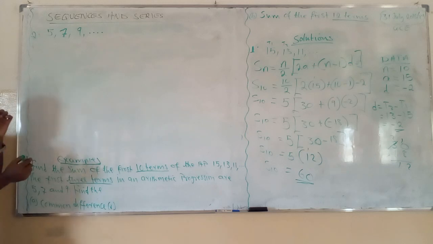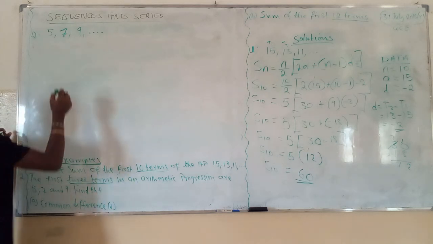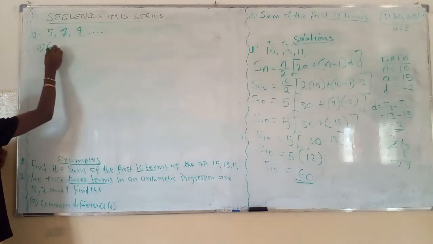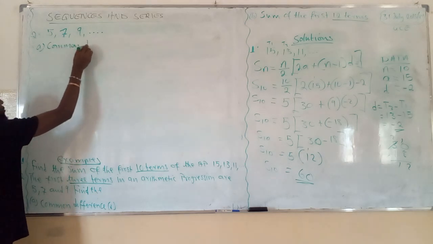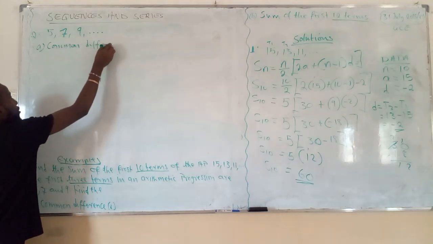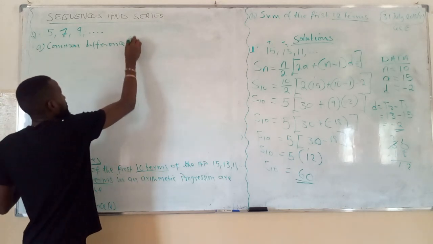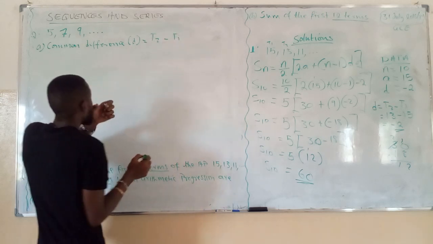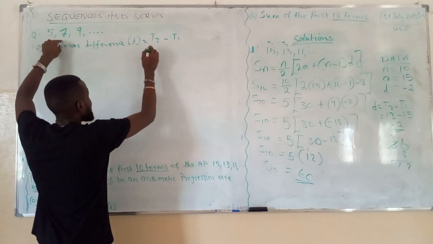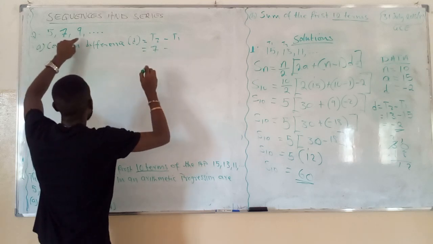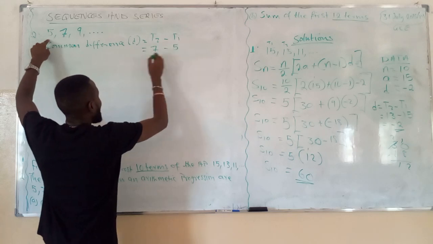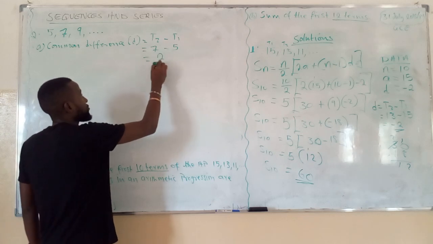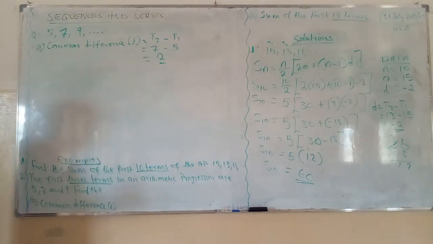Before we find the sum, let us find the common difference. Question A is asking us to find the common difference. Common difference is found by simply saying term 2 minus term 1. My term 2 is 7, and term 1 is 5. So 7 minus 5 is positive 2. I find my common difference to be 2.